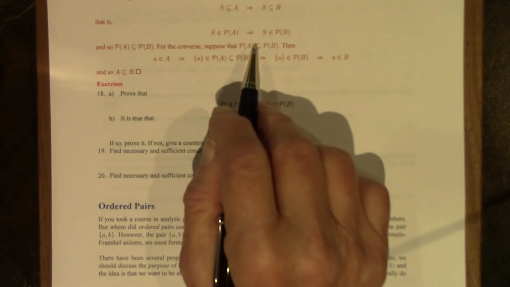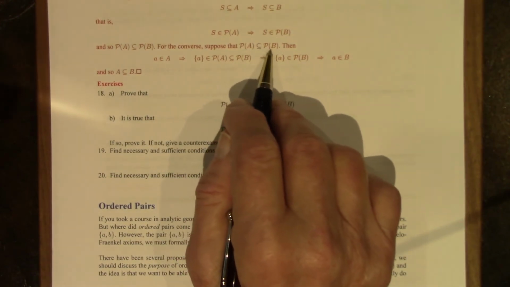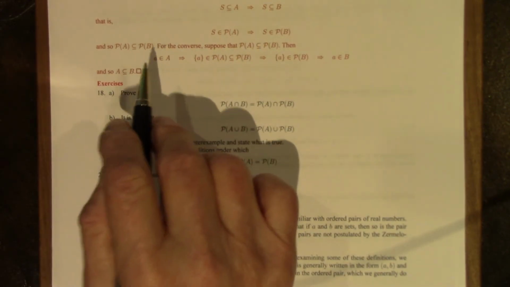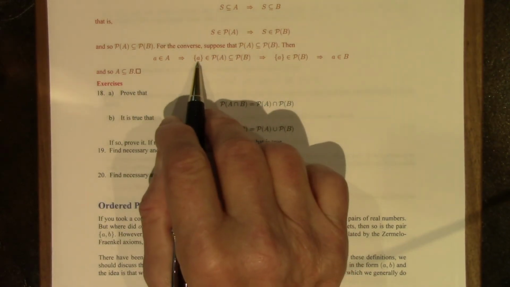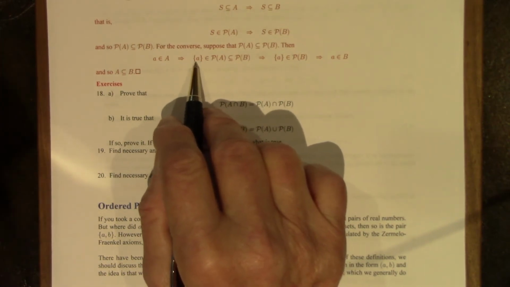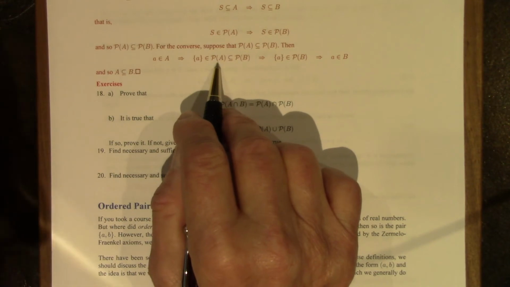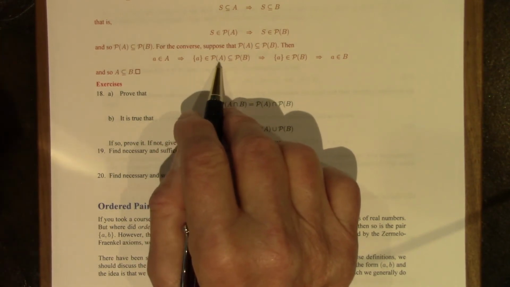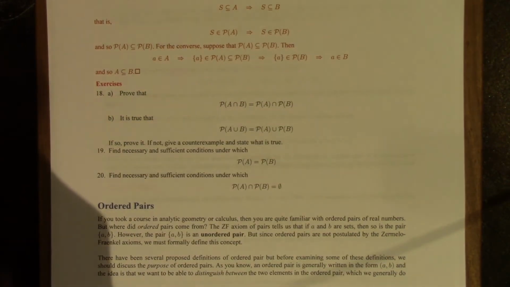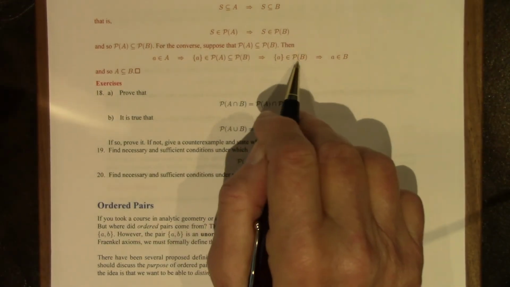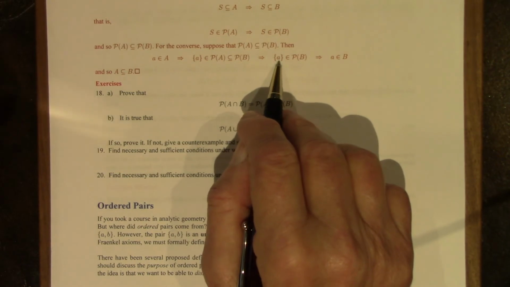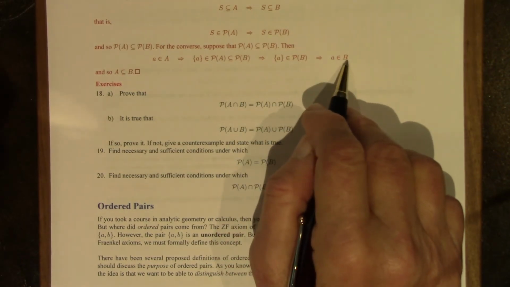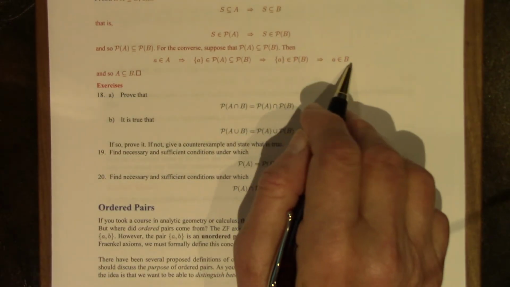For the converse, suppose that the power set of A is contained in the power set of B. Then if an element little a is in A, the singleton subset, the set containing a, belongs to the power set of A. It's a subset of capital A, and that is a subset of the power set of B, and so this singleton set belongs to the power set of B. In other words, it's a subset of B, which means its only element, a, has to belong to B. And so any element of A is an element of B, and therefore by definition A is a subset of B.